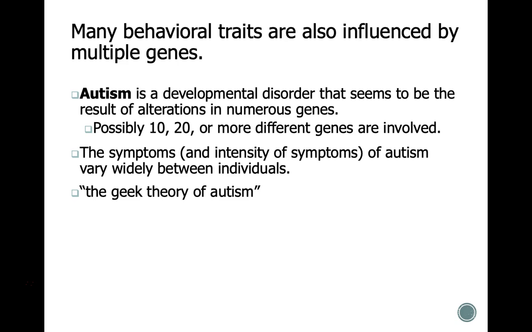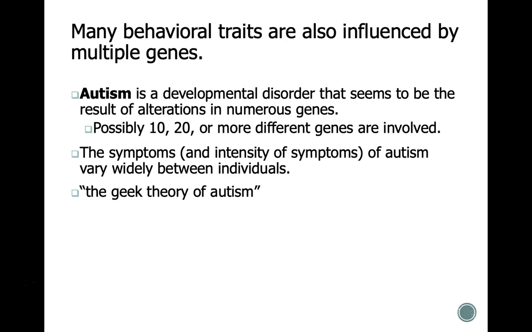When you have multiple genes that are involved in a particular trait, it's really hard to isolate the effects of any individual gene, because any individual gene might have a very small impact, but altogether with all 20 of those genes or all 30 of those genes, however many there are, they have this accumulative effect.